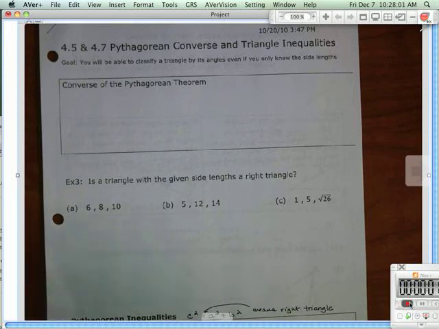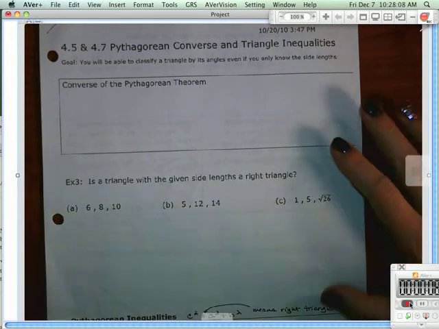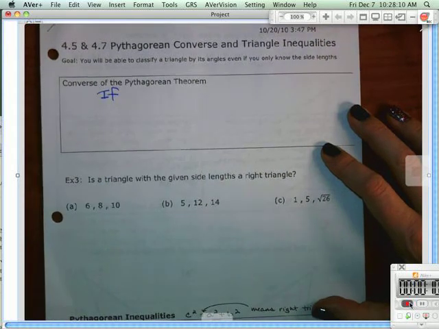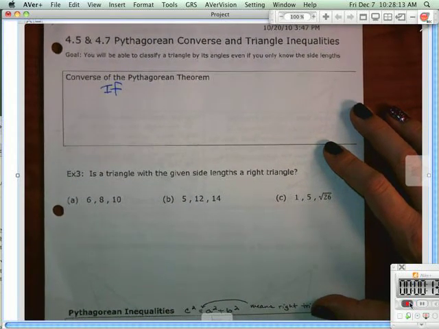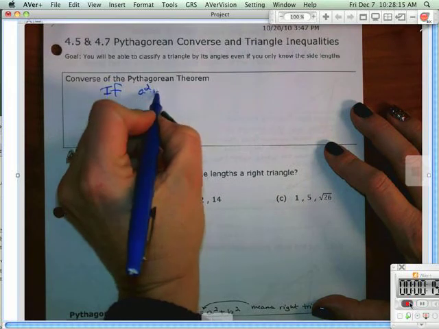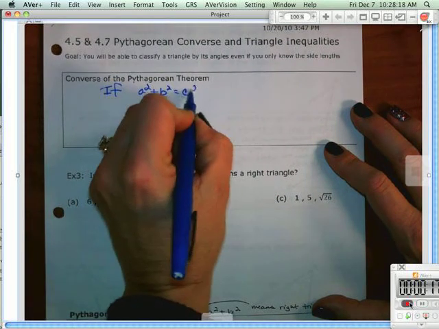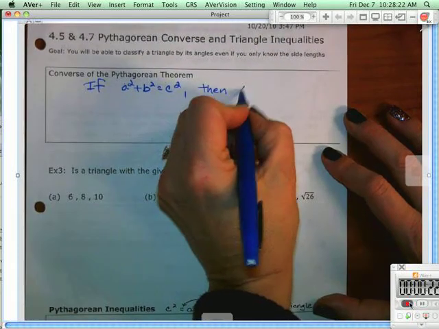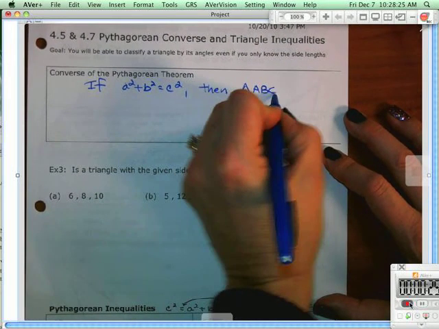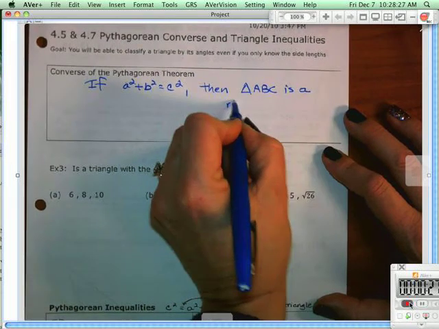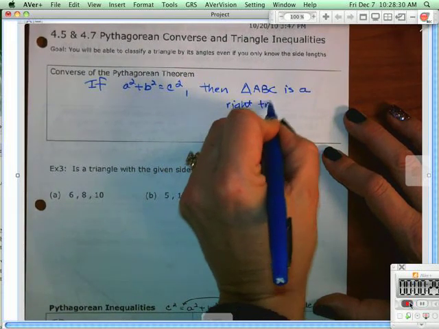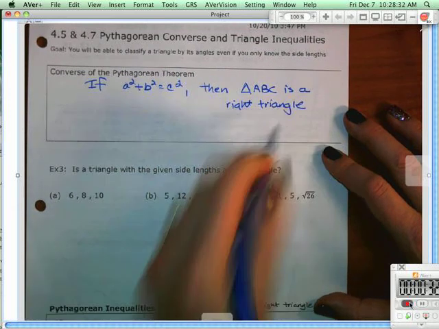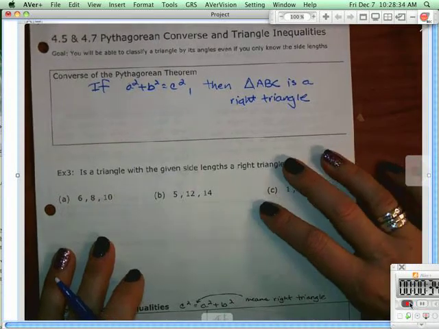What do you think the converse is? If, what? All right, I'll tell you. If a squared plus b squared equals c squared, then I'll just say triangle ABC is a right triangle. If a squared plus b squared equals c squared, then triangle ABC is a right triangle.